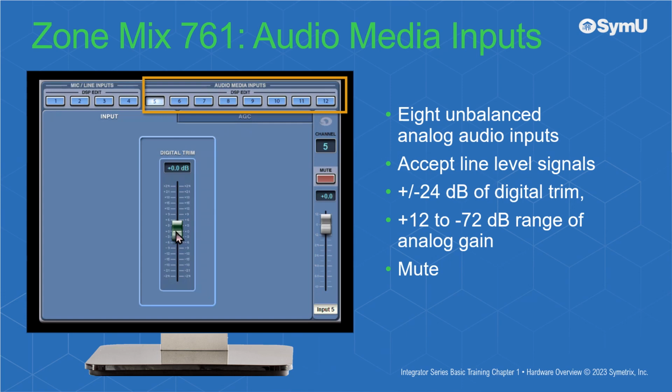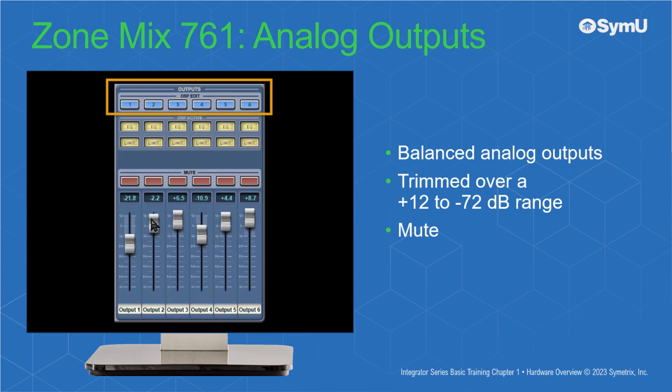The remaining 8 unbalanced analog audio inputs accept line-level signals with plus or minus 24 dB of digital trim, an 84 dB range of analog gain, and may be individually muted. Balanced analog outputs are trimmed over a plus 12 to negative 72 dB range and may be individually muted.